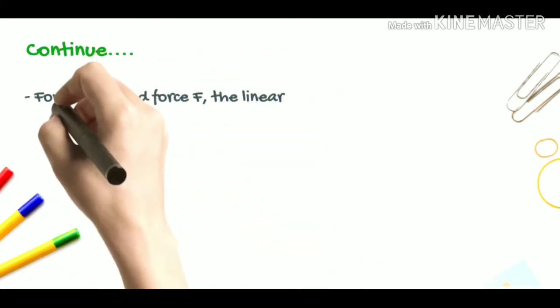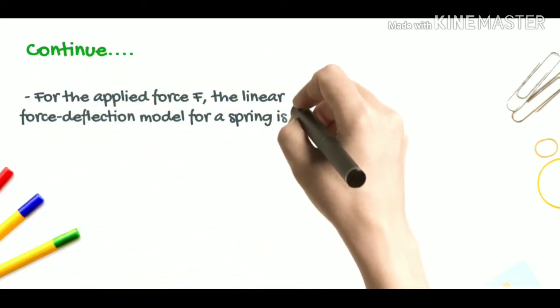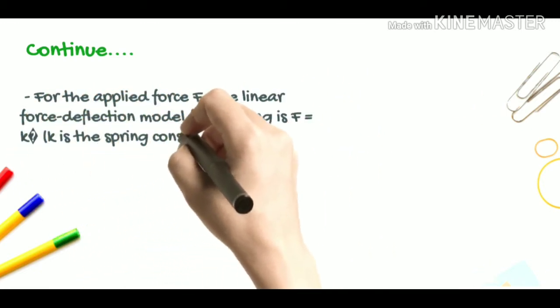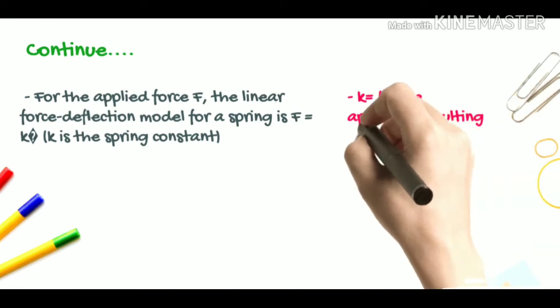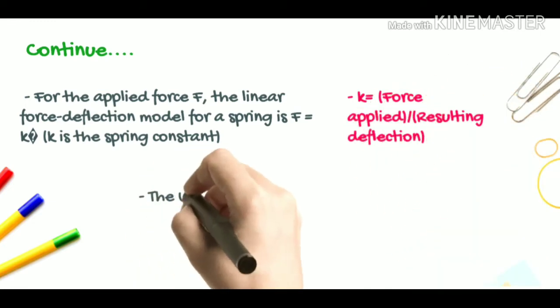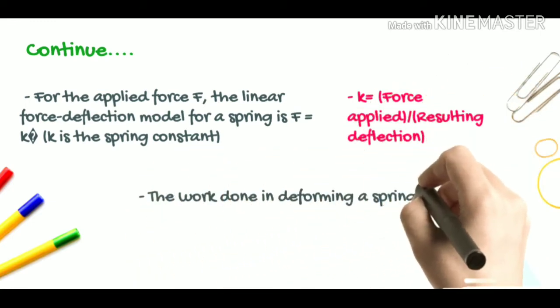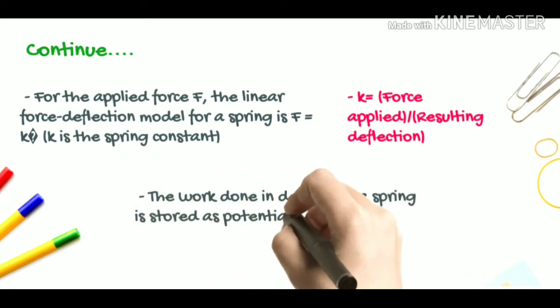For the applied force, the linear force-deflection model of a spring is F equals Kx, where K equals force over deflection. Potential energy stored in a spring is equal to 1 over 2 Kx squared.